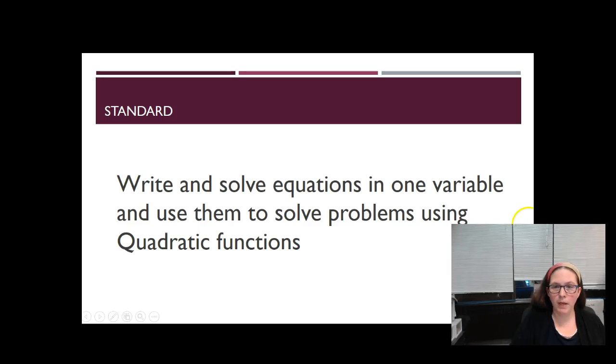The standard that we're working on today is to write and solve equations in one variable and use them to solve problems using quadratic functions. Again, we're continuing to work with those quadratic functions. Now you'll notice as you're going through your notes, I have no note page icon up here in the corner, which means that this isn't something that must be written in your notebook.